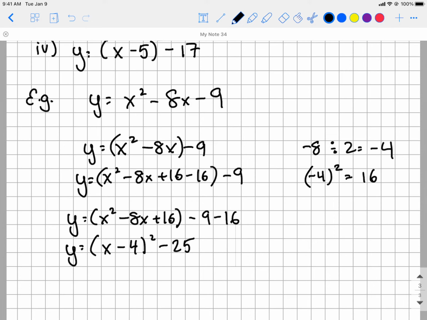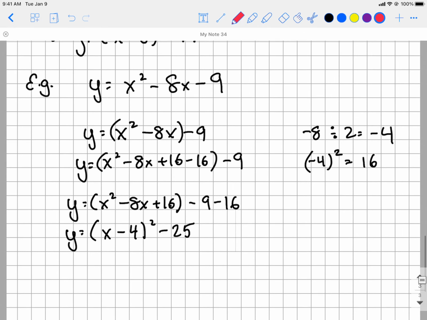So that is how you convert standard form to vertex form. One thing to keep in mind, you might have noticed none of our polynomials that we were dealing with had an a value up at the front. They all just had a as being 1. So if you do have an a value that does complicate things, that's what we'll see in the next video.